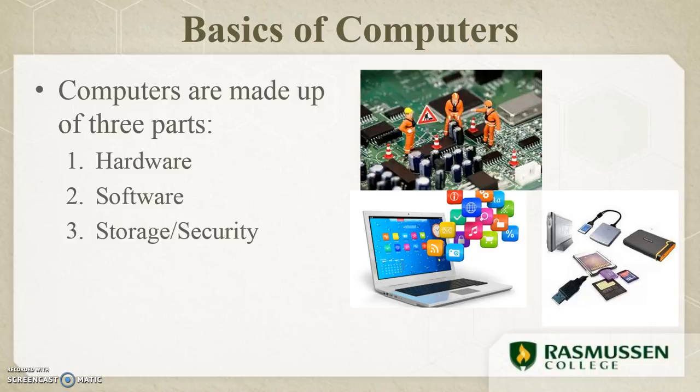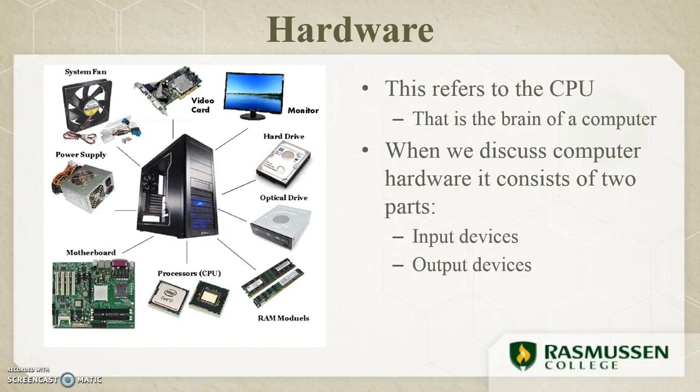Computers are made up of 3 components. They are made up of hardware, software, and storage or security. We're going to look at each of those parts in a little more depth to help you get a better understanding. We're going to start with hardware. Hardware refers to the CPU, or the Central Processing Unit. The CPU is essentially the traffic controller of all of the computer activities. Another way to think of the CPU in a computer is like the brain in your body. Your brain is the traffic controller and the one who gets to make all the decisions for your body. The CPU is the same thing for a computer.